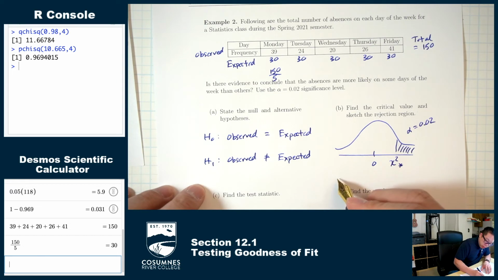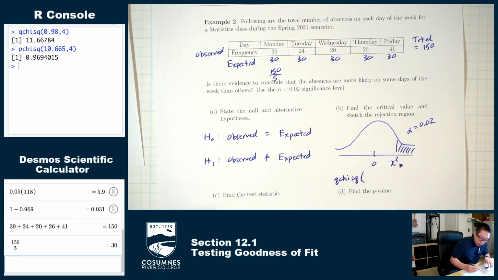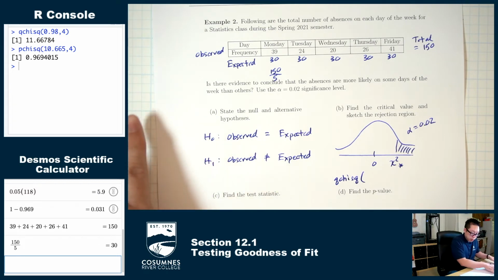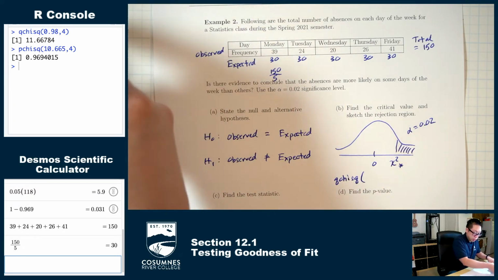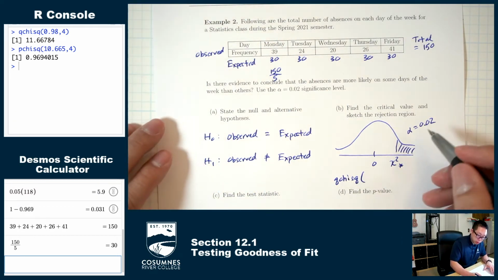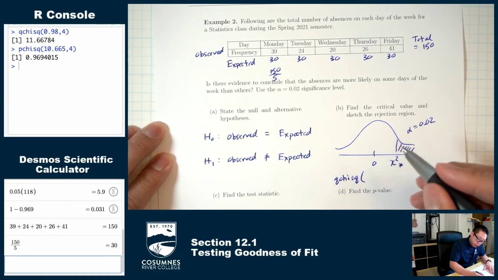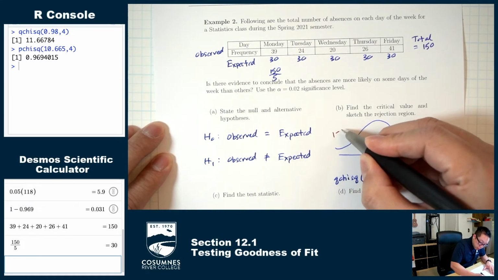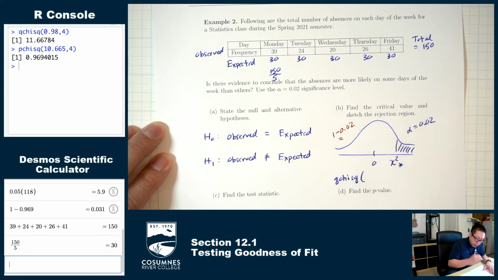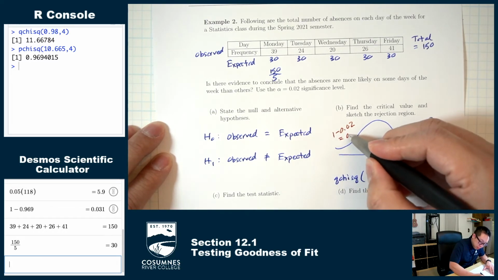So q chi-square, left area. The left area of this picture is not 0.02. 0.02 is the area to the right. I need the other side, so do 1 minus. And I think this is 0.98.